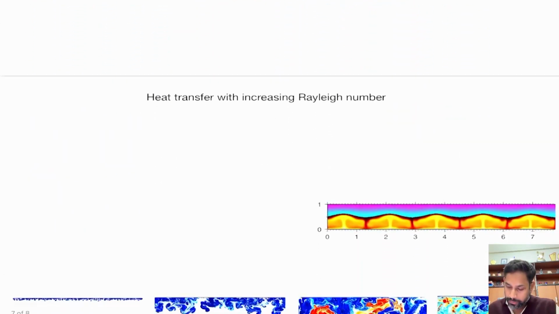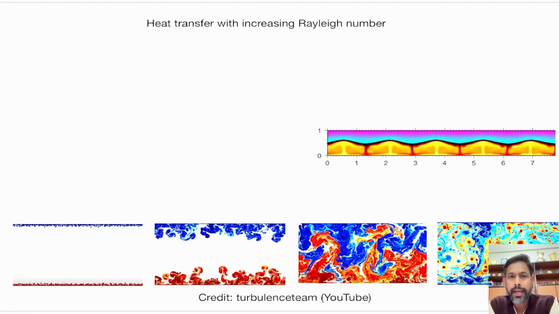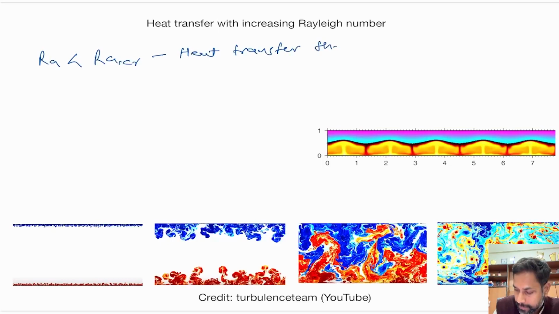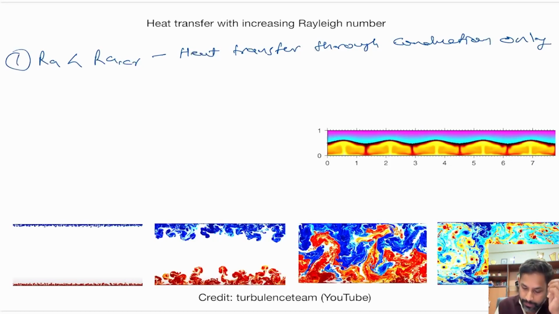Okay, so that is what we have seen, but now let's see what actually happens when we increase the Rayleigh number, right? We have seen the critical Rayleigh number, and we now know that if the Rayleigh number for a particular heat transfer is smaller than Ra critical, then heat transfer happens through conduction only, right? That is, let's say, case 1, when the Rayleigh number is smaller than Ra critical. That is something we have studied.